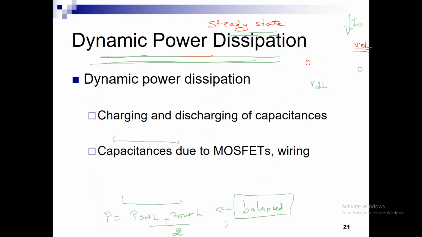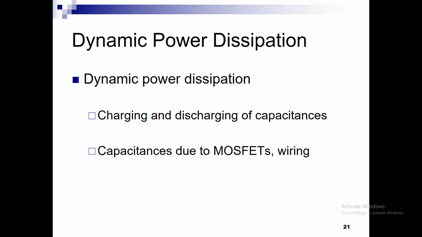Now, in addition to the steady state power, when the inverter changes state, it has to switch. So the output has to change. We need to charge and discharge the output capacitance. And the output capacitance, for example, in an inverter can be due to the wires it is driving to other gates or other places in the circuit, and due to the MOSFET internal capacitance.